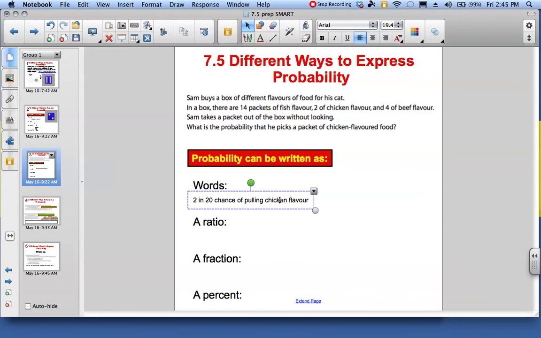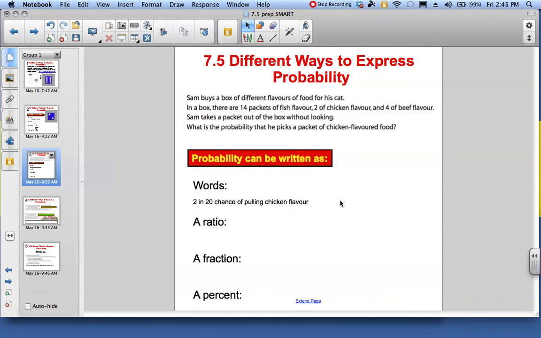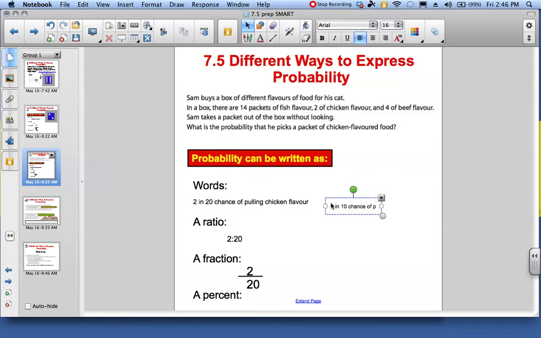Of course, as we went through with fractions, we realized that 2 and 20 can be made smaller, and I'll show you what I mean. If we do a ratio, it again is 2 to 20. The fraction, again, is 2 over 20. But as we've done before, you can realize that 2 and 20 can be made smaller. So actually, he has a 1 in 10 chance of pulling chicken flavor.